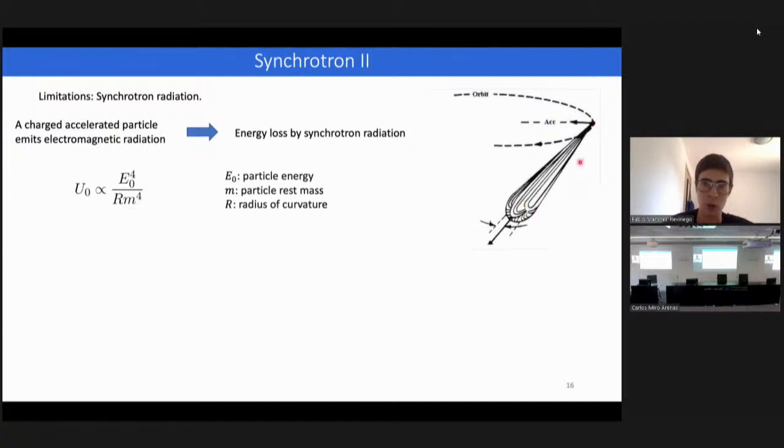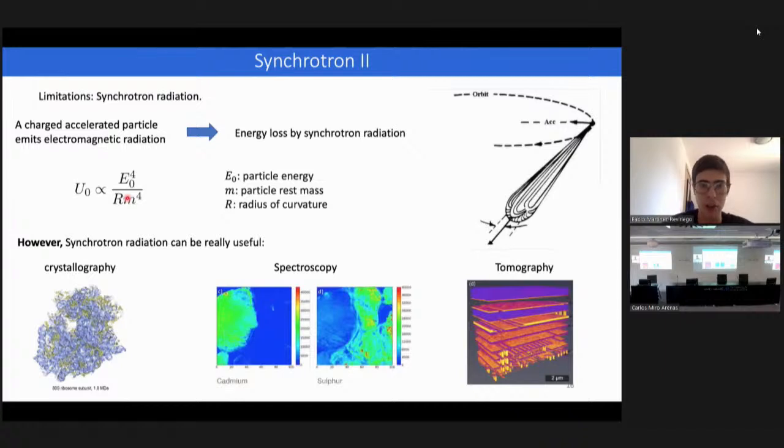Then the particle will lose energy because of this synchrotron radiation, and this energy lost by the particle per turn is proportional to the energy of the particle to the fourth, divided by the radius of the trajectory and the mass of the particle to the fourth. So this synchrotron radiation will be much more important, for example, for electrons that are much lighter than protons, for instance. However, this synchrotron radiation can be very useful for other fields in science, such as crystallography, spectroscopy, or tomography. And that's why we have a lot of synchrotrons that are just used to produce this synchrotron light.